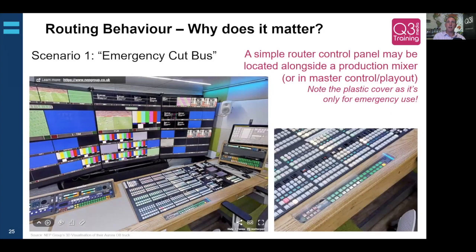One important thing that I saw recently that wasn't implemented on an IP-based project, because there was no direct equivalent, was an emergency cut bus. So this is common. This is actually a photograph of an OB truck, an NEP's Aurora truck. You'll see underneath the vision mixer a little plastic panel, and underneath that a router control panel that controls an SDI router. The idea being that if you had a failure of your vision mixer or some infrastructure around it, you could control the main output directly from controlling a crosspoint on a router in a very deterministic way. You could make your program, you treat it like a small vision mixer. All the sources are correctly timed, and therefore the switching is clean.